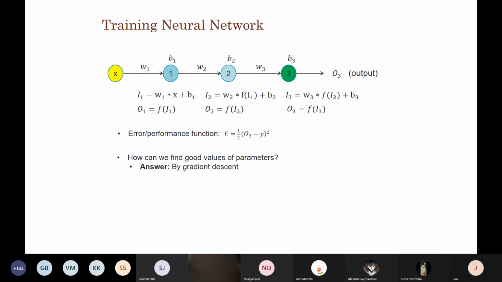The technique that we learned so far is that given a smooth, continuous function, we can minimize or maximize it. So if we want to minimize, we can minimize this using a technique called gradient descent. That we have already discussed. Gradient descent is the right technique to be applied here.